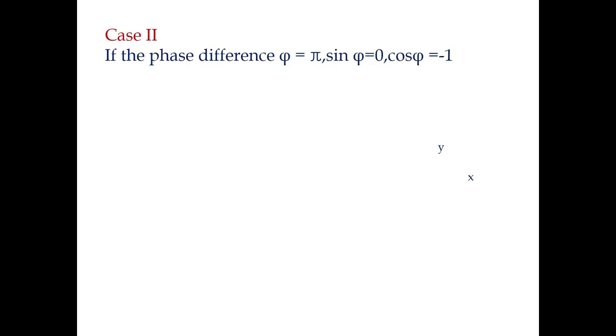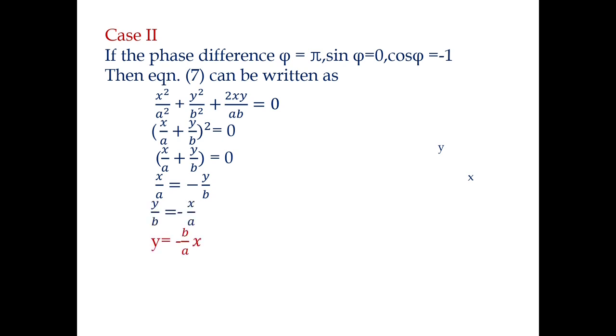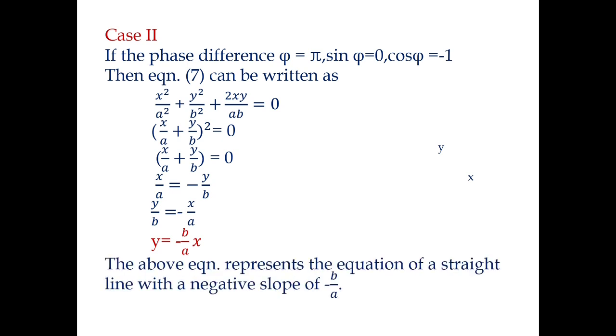So when you draw the resultant of a simple harmonic motion, the resultant wave will be like this, a straight line with a positive slope. So the next case is if the phase difference phi is pi. For pi, sin phi is 0 and cos phi is minus 1. Again equation 7 can be written as x square by a square plus y square by b square plus 2xy by ab equal to 0.